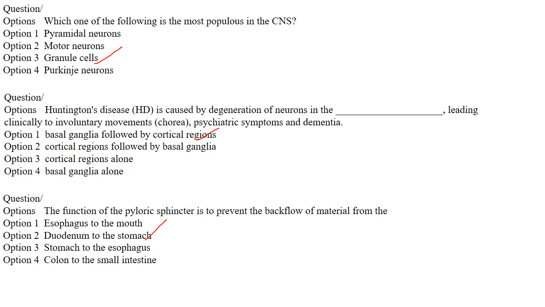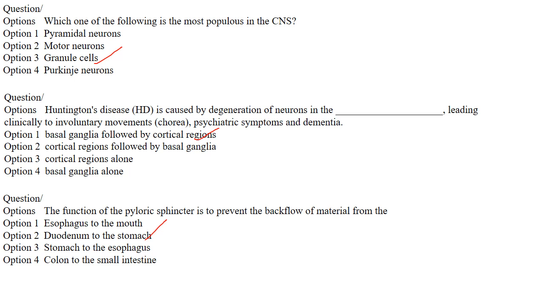Then, which of the following is the most populous in the CNS? So it is granule cells. Answer is option 3. Huntington's disease is caused by degeneration of neurons in the dash, leading clinically to involuntary movements, chorea, psychiatric symptoms and dementia. So it is basal ganglia followed by cortical regions.